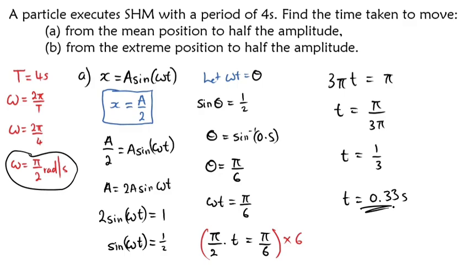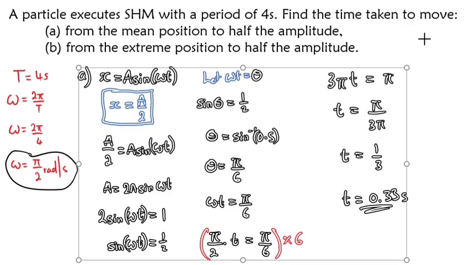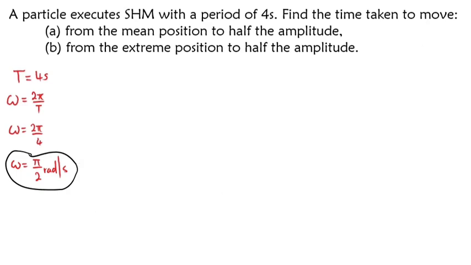Okay, so for the second part, part B, it says find the time taken to move from the extreme position to half the amplitude. So from the extreme position, this time around, we're going to use cos instead of sine. From the mean position, we use sine. From the extreme position, we're going to use cos. So part B, we're going to say x is equal to a cos omega t.